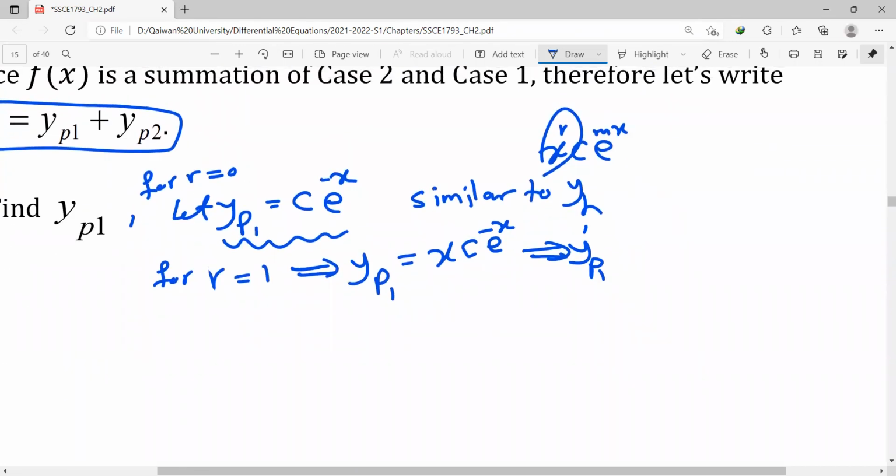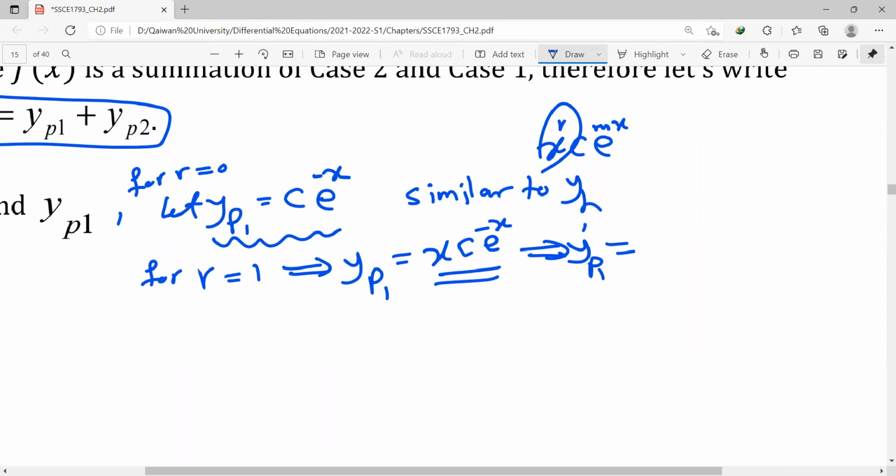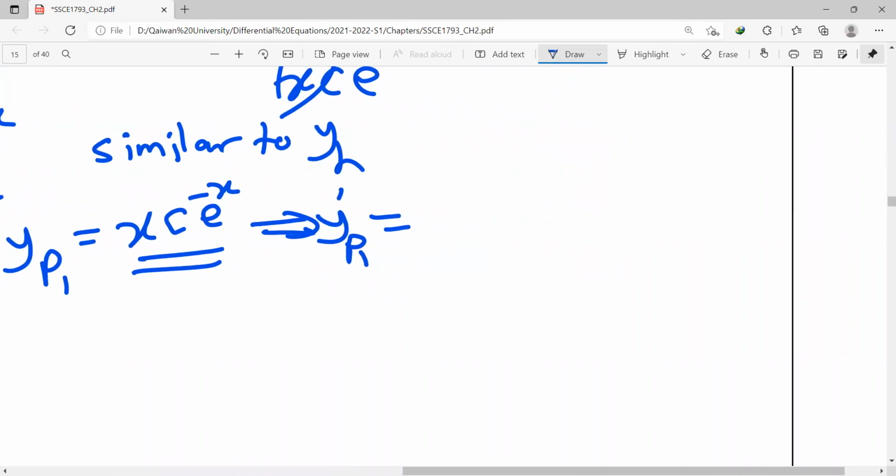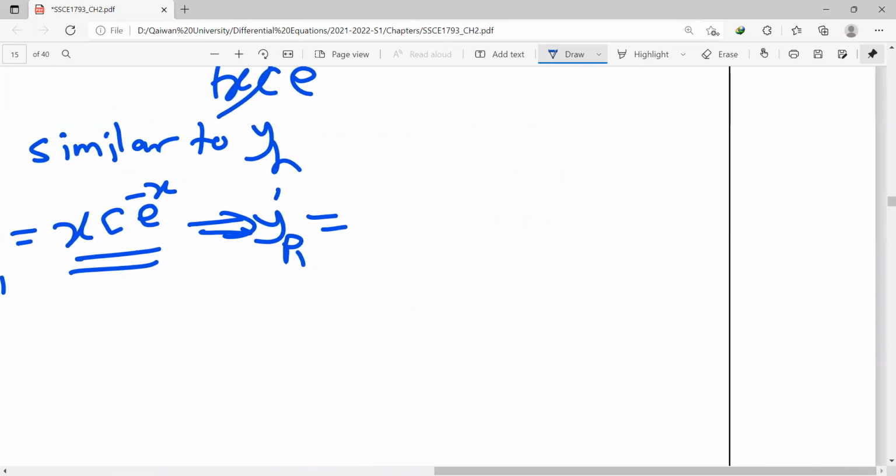For yp1 prime, we find the derivative of this function as a multiplication of two functions, x times e to the power negative x. We say first times derivative of the second plus second times derivative of the first. First times derivative of the second is minus x c e to the power minus x plus second times derivative of the first, c e to the power minus x. This is yp1 prime.